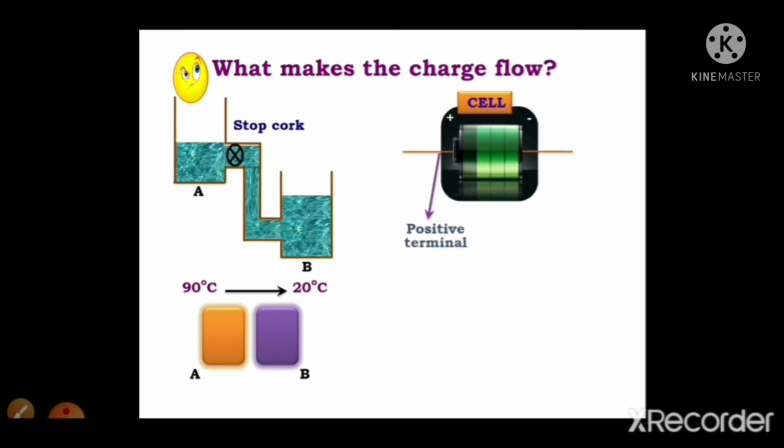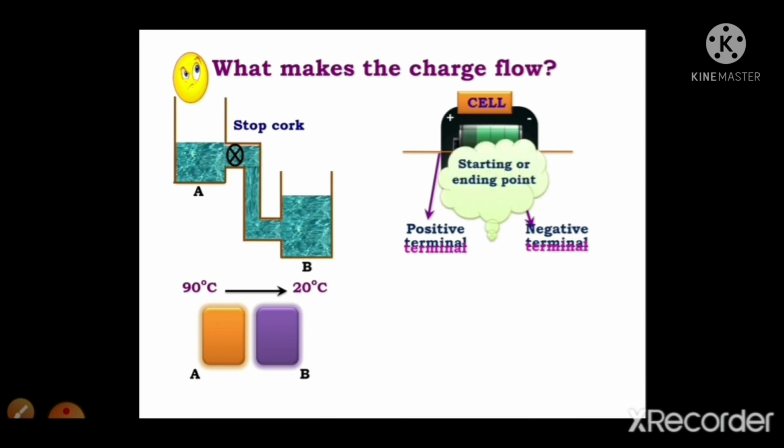And this is how the actual cell looks. Even if you see the cell used in a remote control or toy car, there is something written on that cell, one side is plus and one side is minus. The plus side is called the positive terminal and the minus side is called the negative terminal. What is a terminal? A terminal is a place where all the charges are stored. So positive terminal and negative terminal, it is basically a starting or ending point.